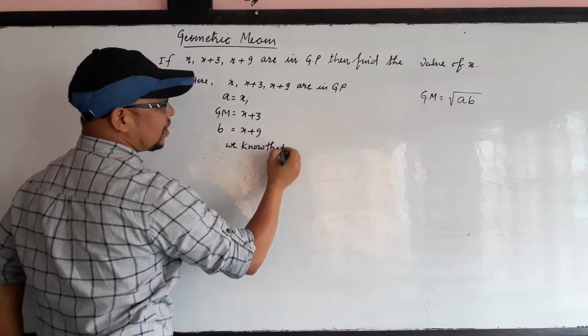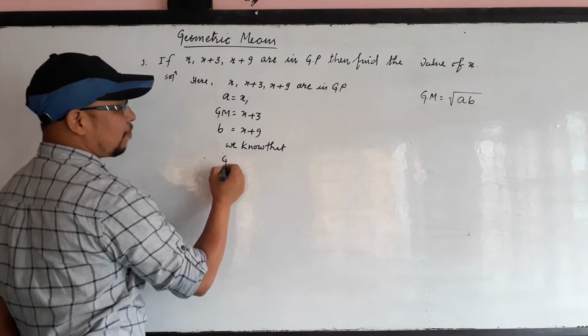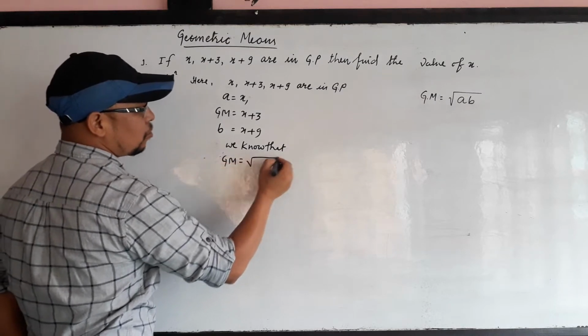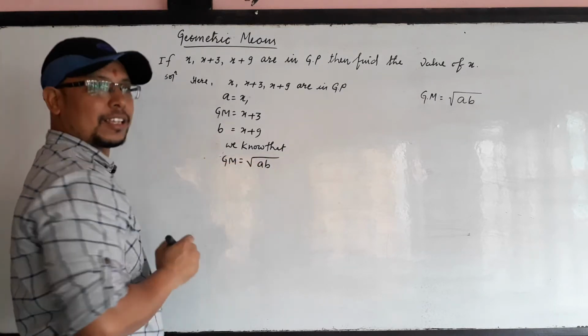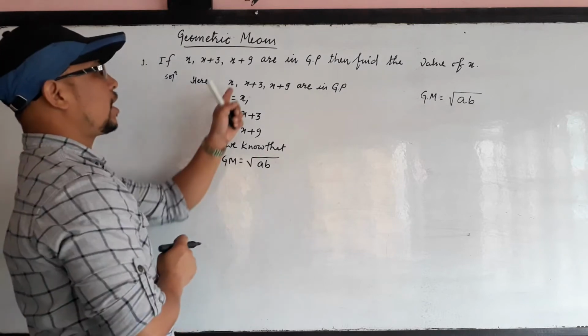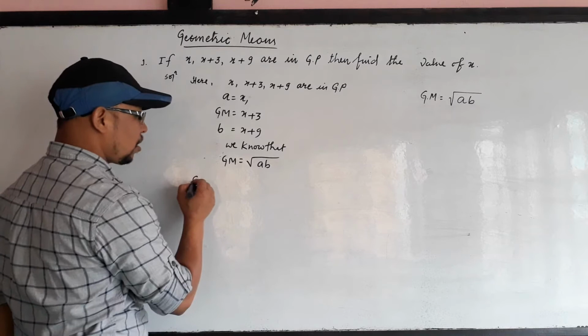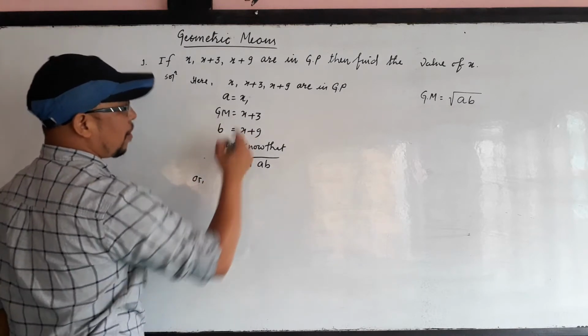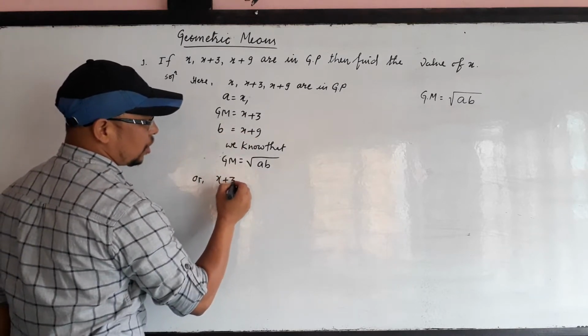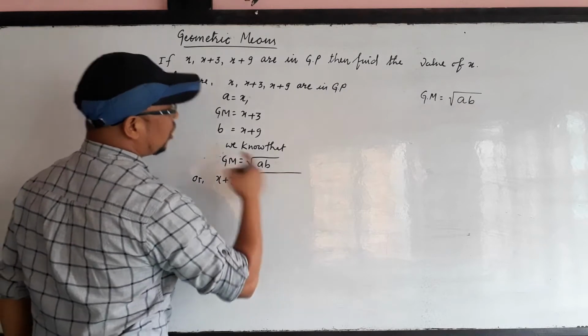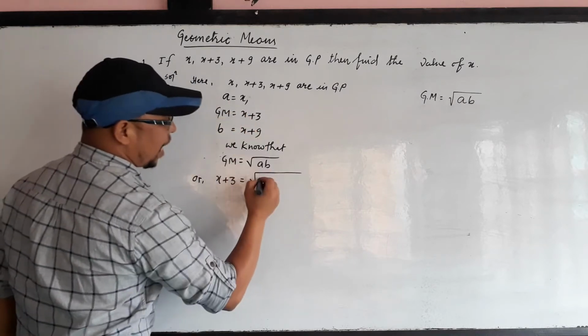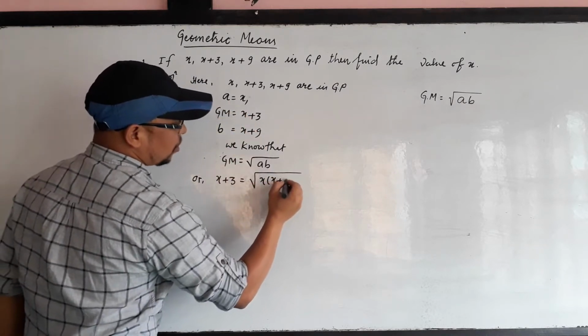It's very easy. Now, we know the GM formula is what? GM equals √(ab). Okay, this formula we use whenever three terms are given. Here, in place of GM we have x plus 3 equals √(ab), where a is x and b is x plus 9.